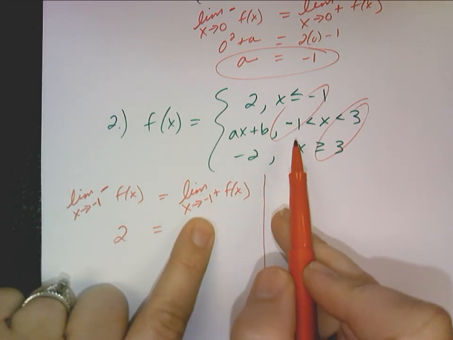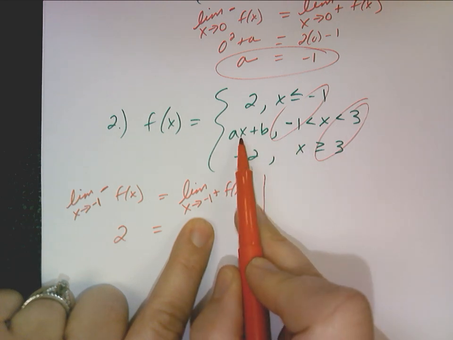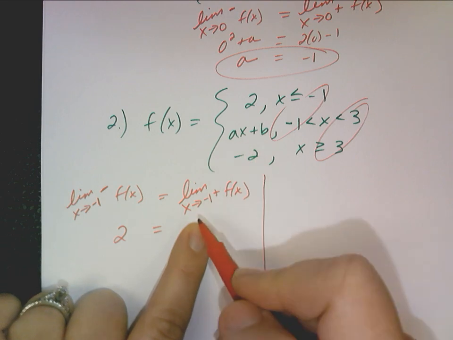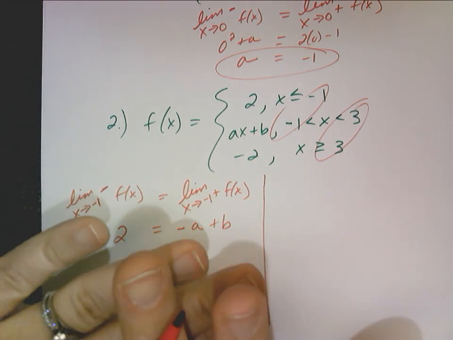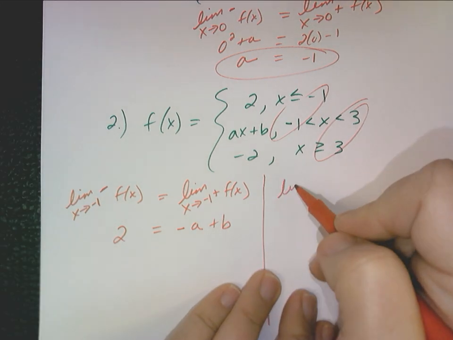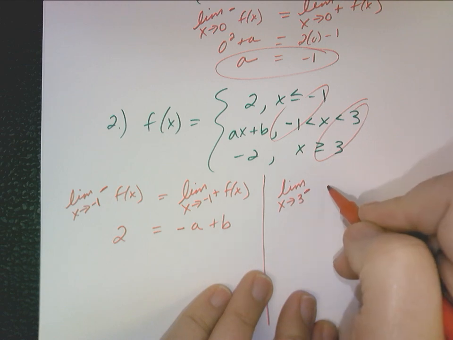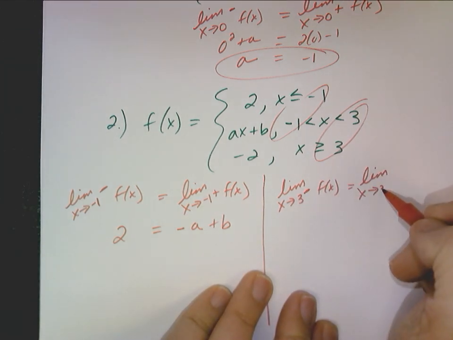Plug -1 on the right. Wouldn't it be this middle section? Plug -1 in for x. What is this expression? Negative a plus b. Leave it alone, because it didn't help me out. But watch what will happen over here. Now we're going to do it again for 3. The limit as x approaches 3 on the left of the function. The limit as x approaches 3 on the right of the function.